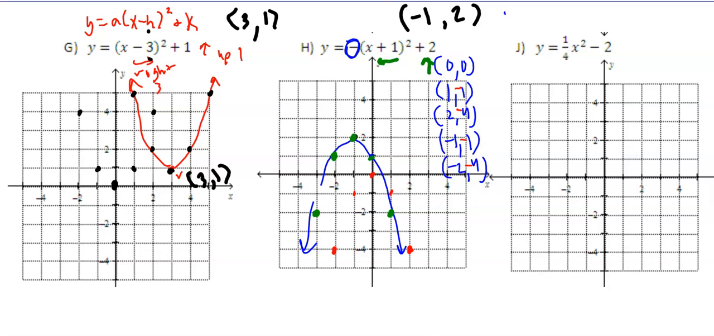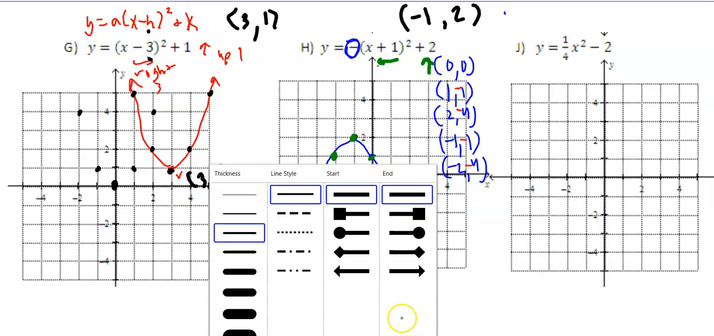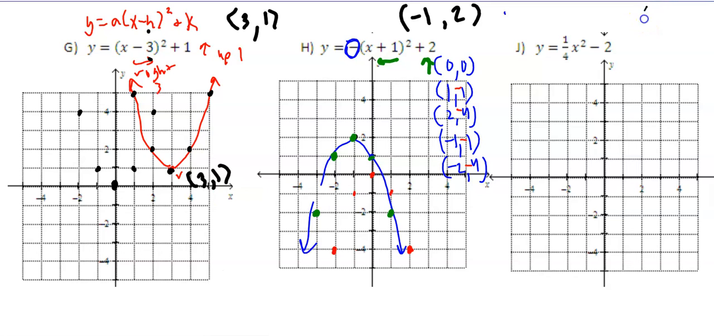So let's look at this one. In words, you would say that this one has a vertical shrink and it's going down 2 units. So let's just do it the old-fashioned way. So 0, 0, 1, 1, 2, 4, -1, 1, and -2, 4.